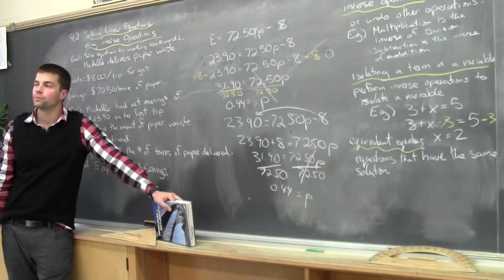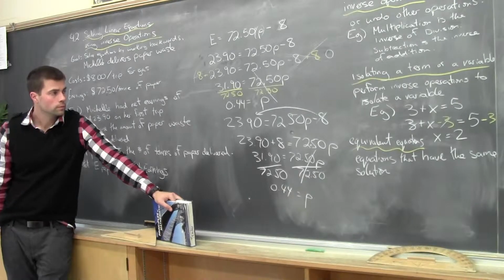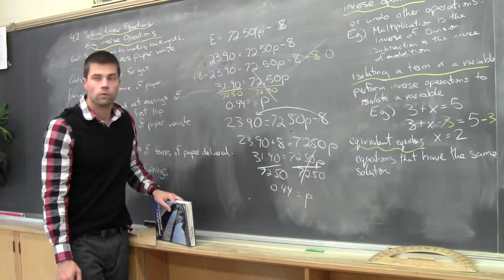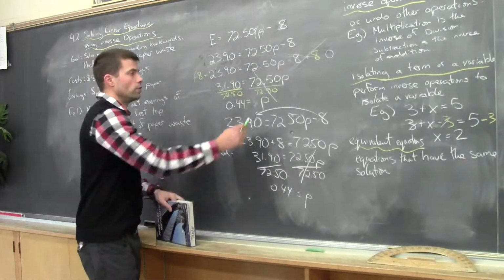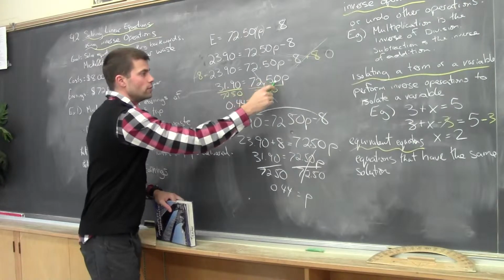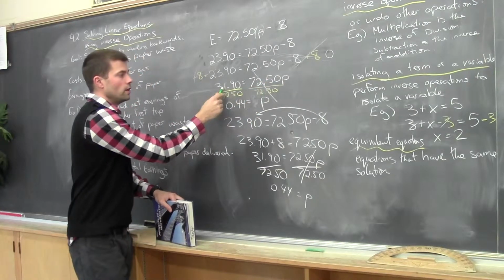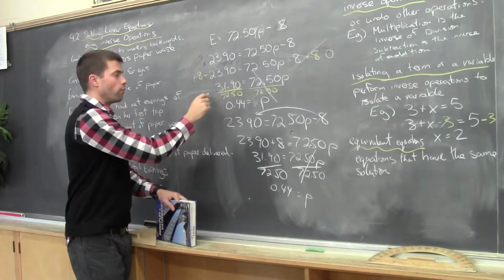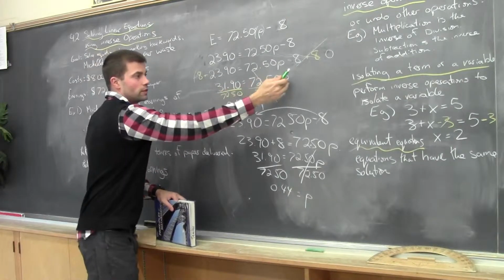So can we just divide 72.50 by 31.90? No. You can't just divide this by this, because if you divide 7250 by 3190, that means you have to divide 3190 by 3190. So you'd have 1 on this side is equal to something still attached to the p.